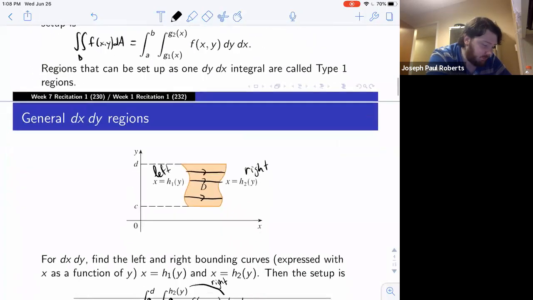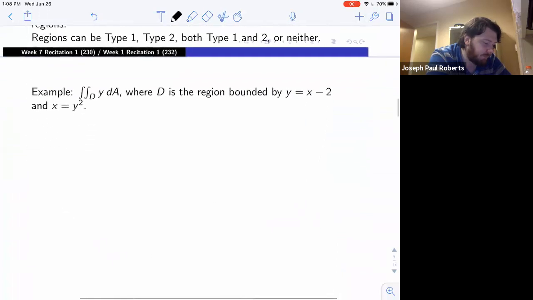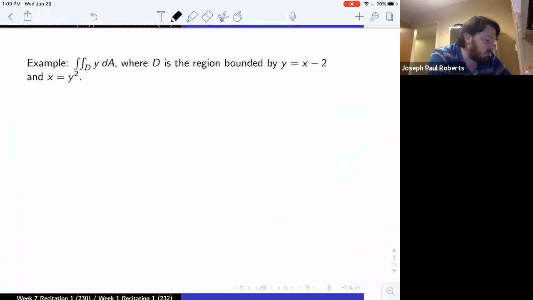Okay, so let's practice some. Let's do the double integral y dA, where D is the region bounded by y equals x minus 2 and x equals y squared. So it's all about getting a picture. So, obviously, we can't require that you draw a picture for these questions on quizzes or tests, but it's really in your best interest to draw a picture so you can really figure out what's going on precisely. So it's all about getting a good picture.